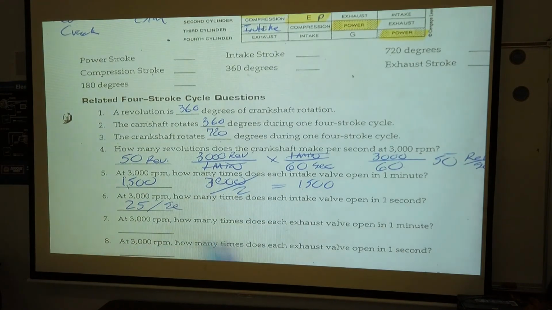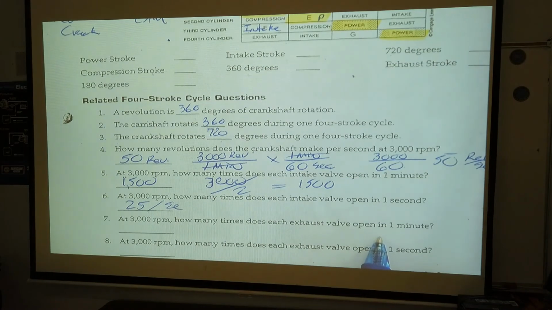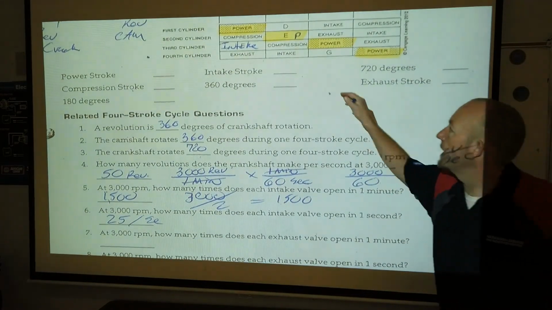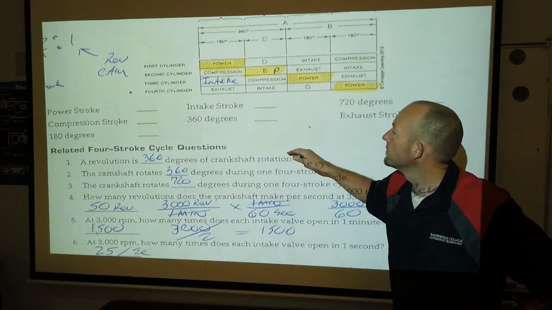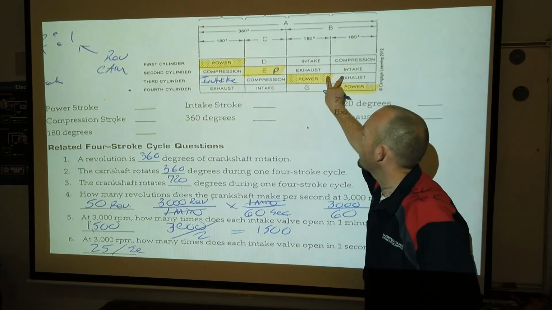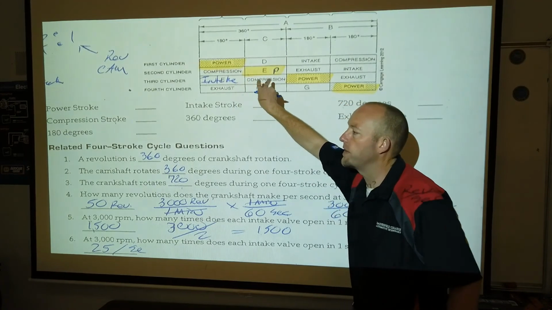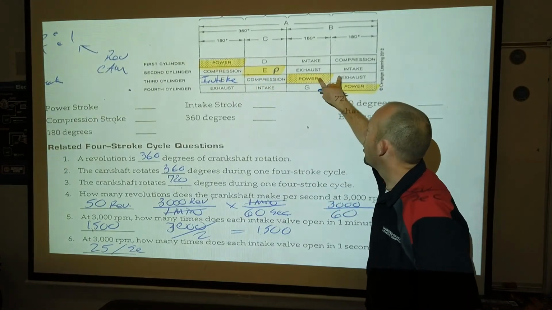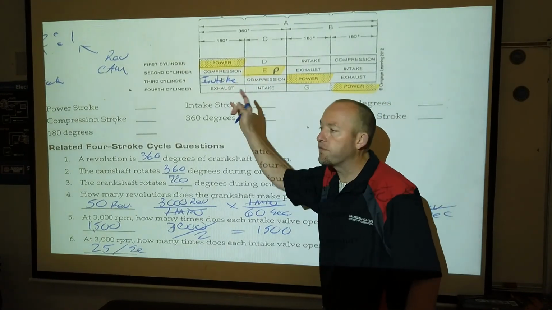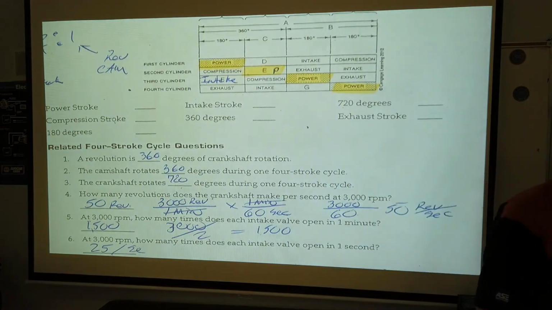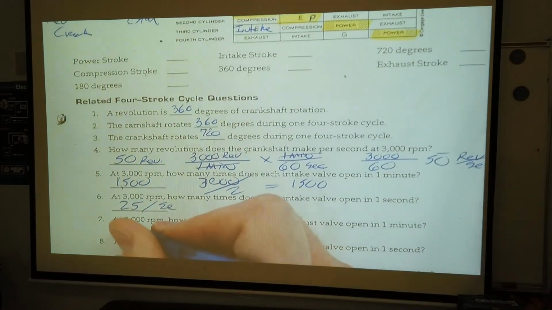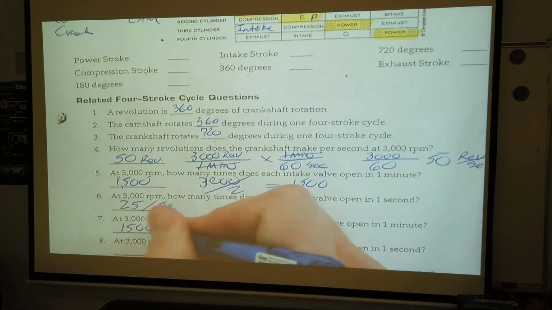Then at 3,000 RPMs, how many times does each exhaust valve open in a minute? Exhaust valves open again, just like an intake. Exhaust valve opened here on the exhaust stroke, but not on this revolution. So this one, not that one, every other revolution. So then again, in a minute, that is 1,500.